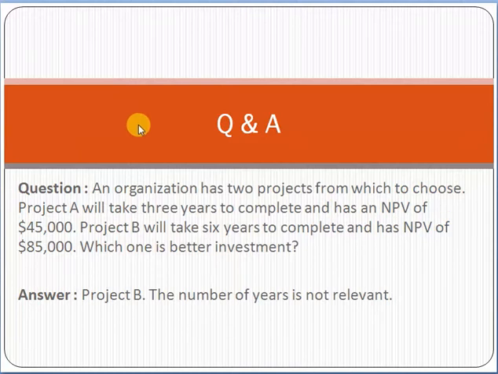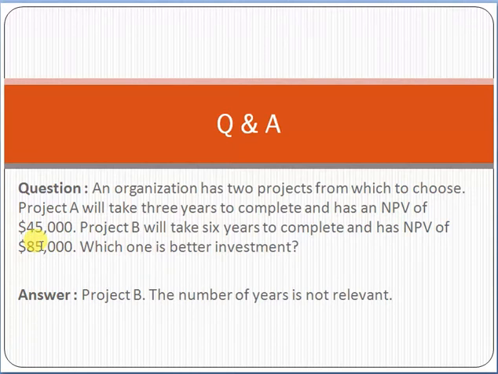Let me give you a question, so you can relate this definition to it. An organization has two projects from which to choose. Project A will take 3 years to complete and has an NPV of $45,000. Project B will take 6 years to complete and has an NPV of $85,000. Which one is the better investment? See, NPV 45,000, NPV 85,000. Project A is taking 3 years and project B is taking 6 years. But which one is the greater? 85,000 is the greater. So we will select project B.